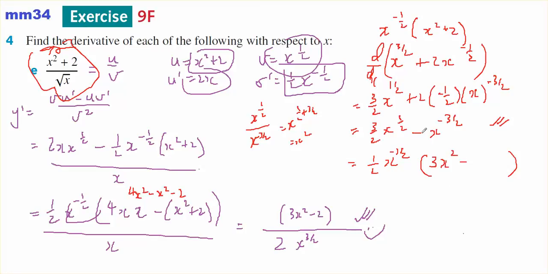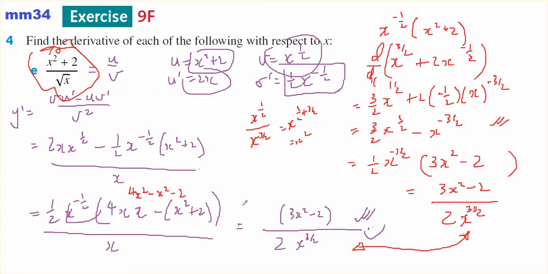Minus, I took a half out. I didn't have a half there, so that gives me a 2. And x to the minus 3 on 2 went out the front, and that leaves me with 3x squared minus 2 on top, and the 2 goes down the bottom, and the x goes down the bottom, and the negative 3 on 2 becomes 3 on 2, and that's the same as that method.